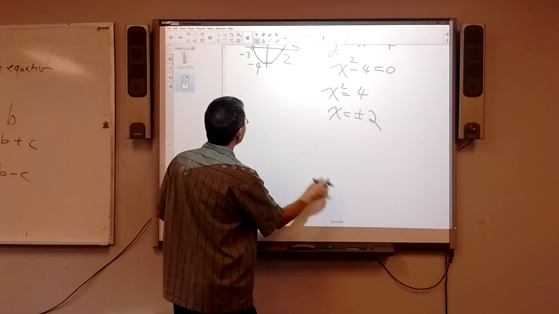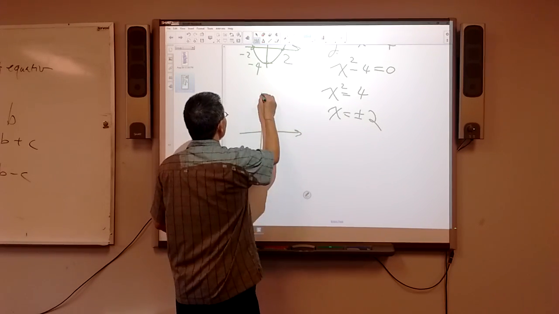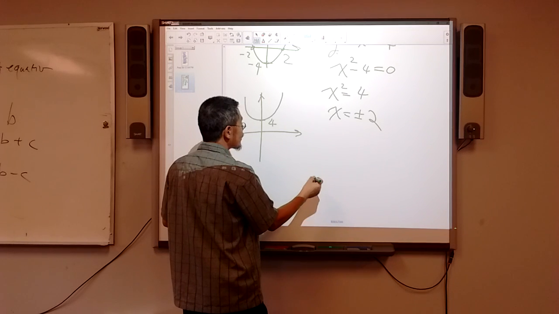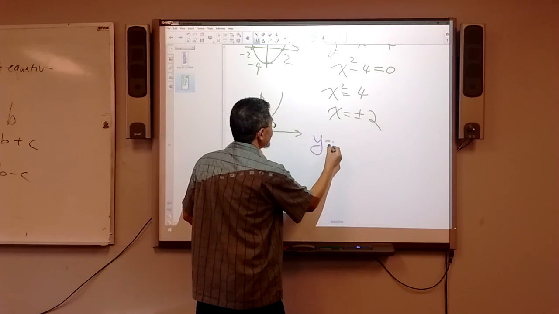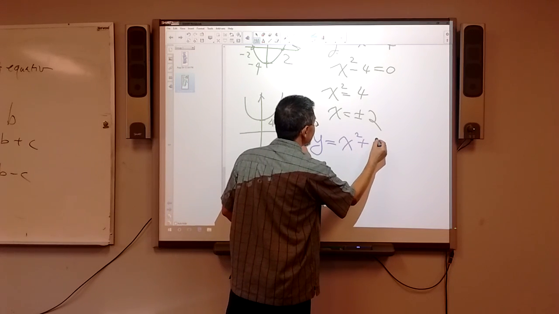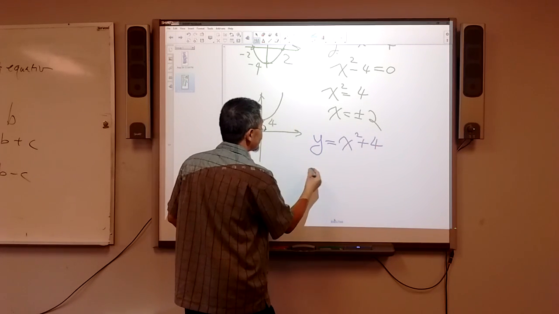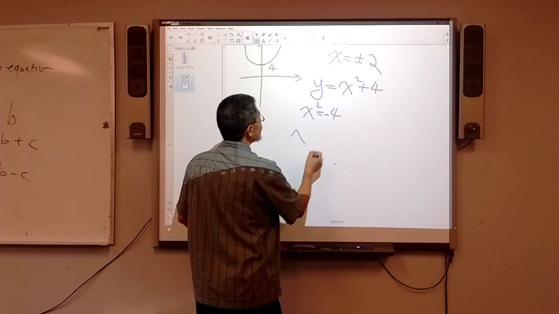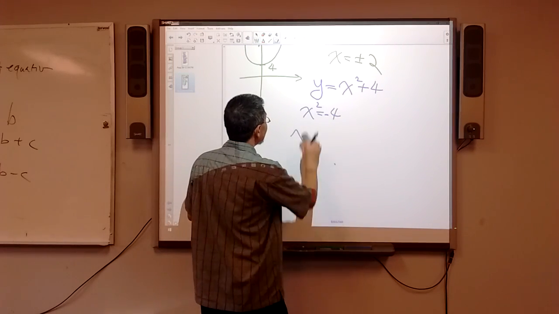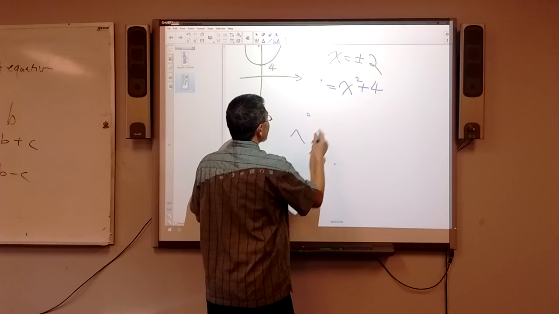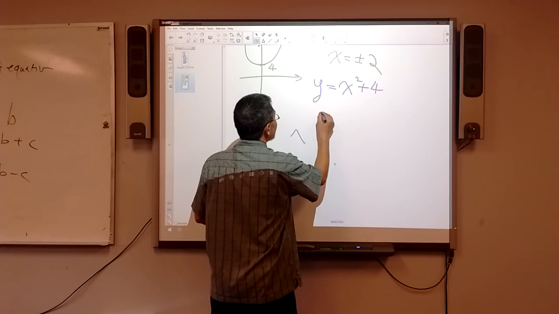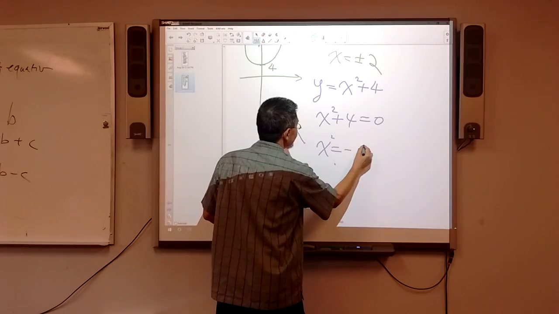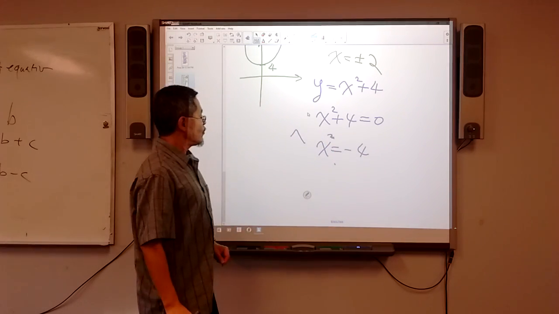Now what happens in this case? This is 4. How do we write that? y equals x squared plus 4. Now, that's the interesting part. If that's the case, then what's our x? We shift up by 4. Let's do that. x squared plus 4 equals 0, so therefore x squared equals negative 4. But here's the interesting thing. What's our x?